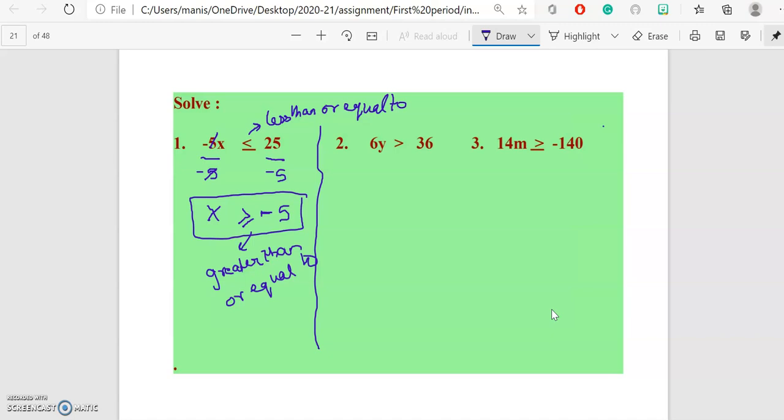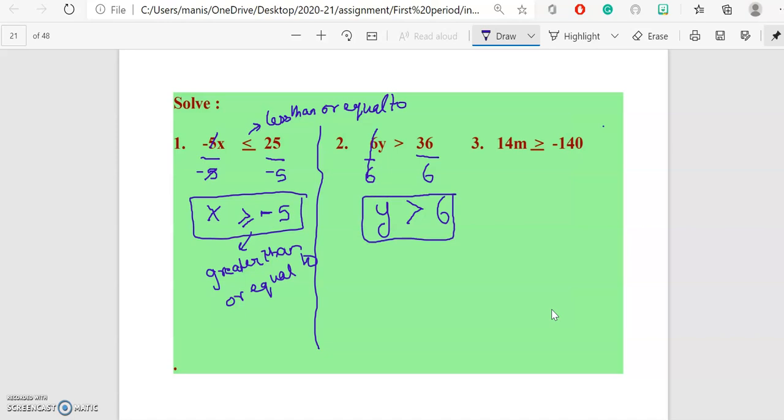Okay, let's try to do the second problem. It says 6 times y is greater than 36. How can I solve this? I can solve this by the same procedure I was using to solve equations: divide both sides by the coefficient of the variable. 6 divided by 6 is 1, so y just came over here. 36 divided by 6 is 6. Now the question is whether we have to change the direction of the symbol. No, because in the first case you saw there was a negative 5. Is this a negative 6? No. So in this case you are only dividing by a positive number, so the rule does not apply over here, and this is your final answer.